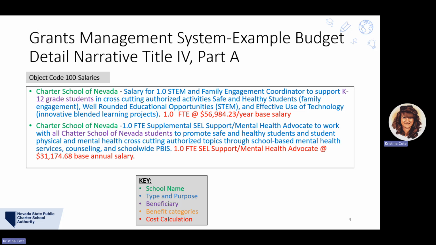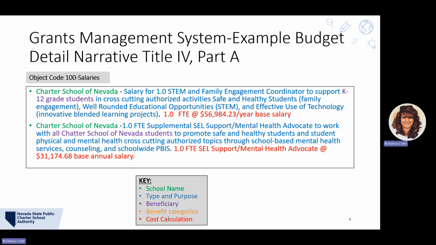Benefit categories highlighted in orange are not applicable to object code 100 for salaries, but for fringe benefits, which is object code 200, I'll show you an example on the next slide for that. Let's review these components a little further. The school name highlighted in green should be self-explanatory, Charter School of Nevada here.